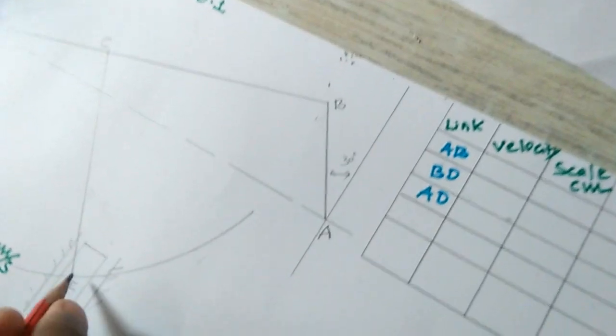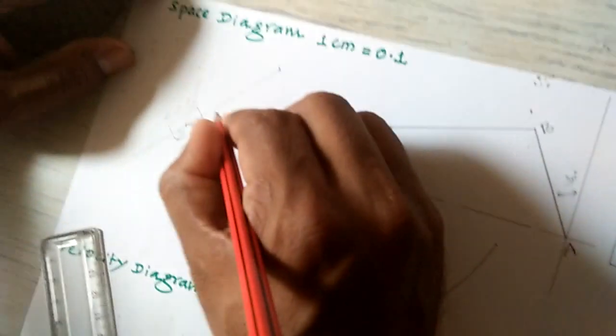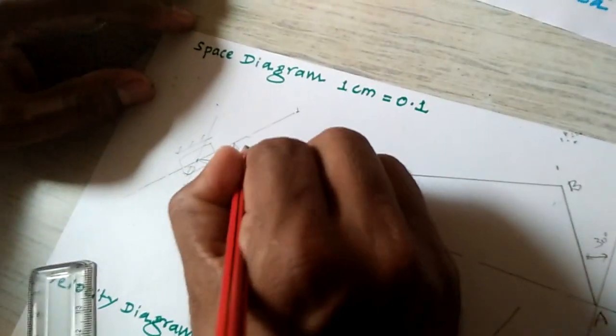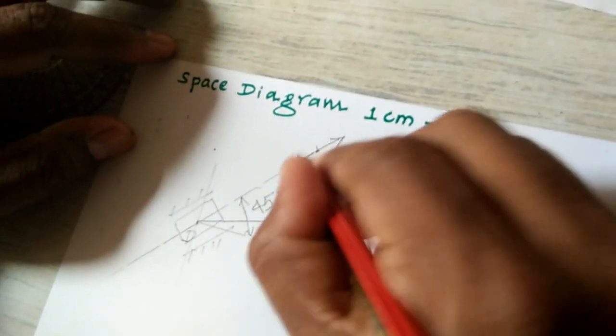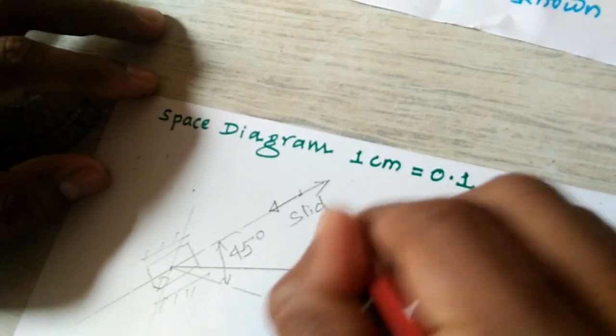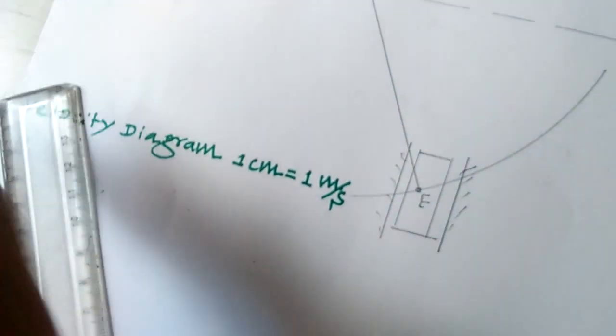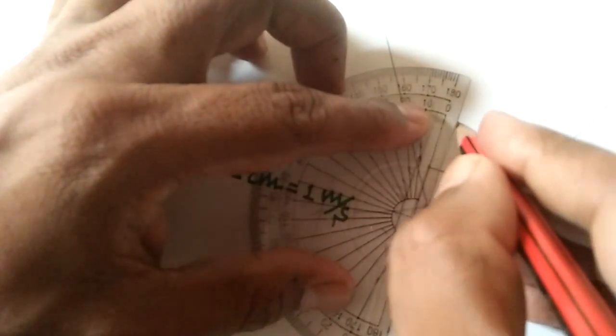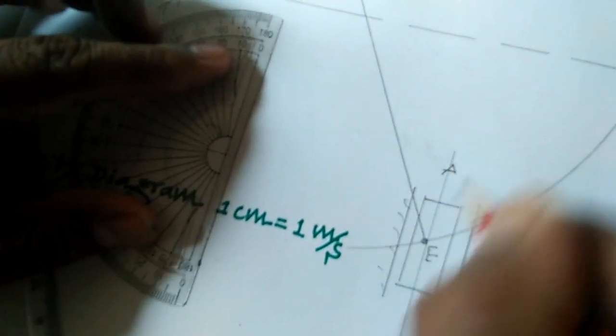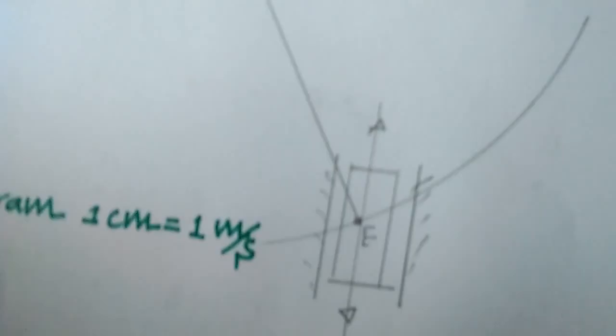Then I will mention the points if you want. This is B, C, this point E, this is D. It makes a 45 degree angle. This is also important. That is the direction of the motion of the slider. The direction of the motion of the slider is vertical, up and down. Then I will go to the velocity diagram.